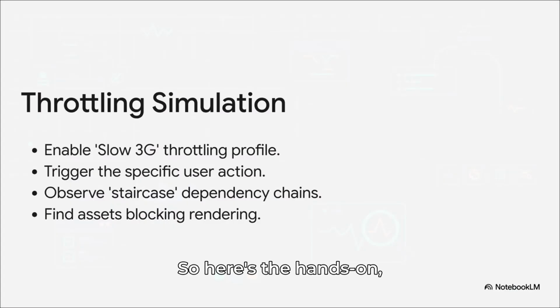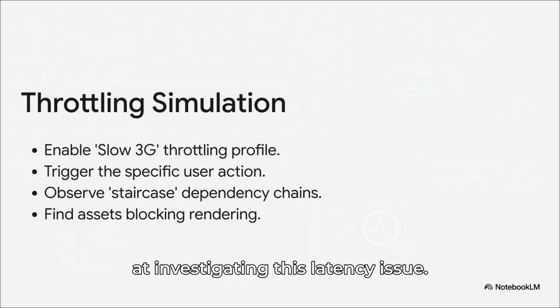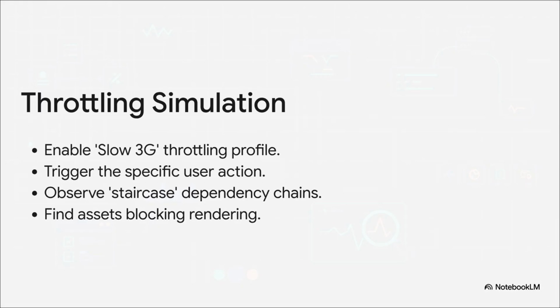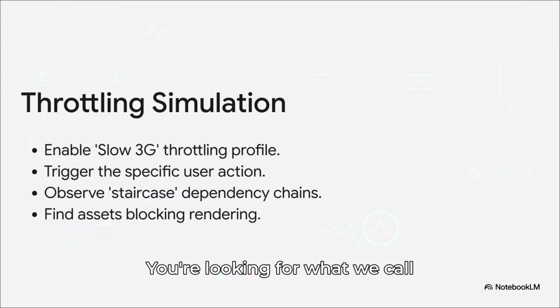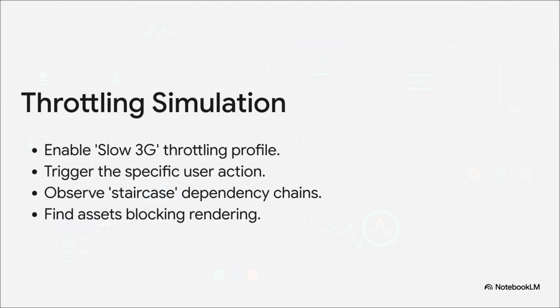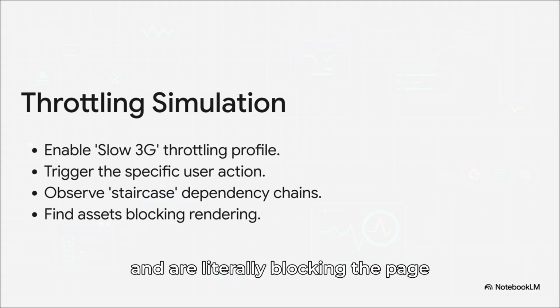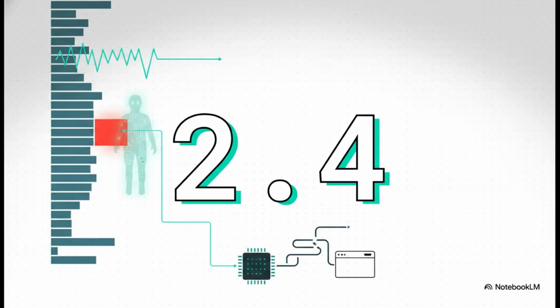So here's the hands-on, over-the-shoulder look at investigating this latency issue. First, enable that slow 3G profile. Then, reload the page or trigger the action. Now watch that waterfall chart like a hawk. You are looking for what we call staircase dependency chains, where one request is stubbornly waiting for another to finish before it can even start. You're hunting specifically for non-critical assets that somehow got assigned a high priority and are literally blocking the page from visually rendering. And boom! Here is our aha moment.